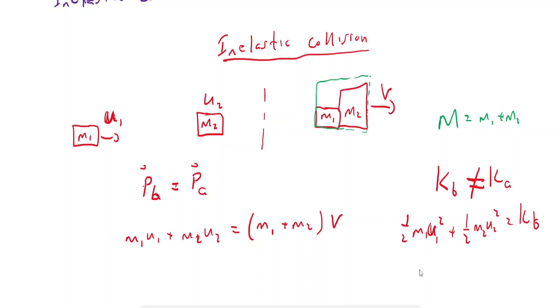The kinetic energy after the collision is going to be half of M, the capital letter M, which is going to be M1 plus M2, multiplied by V squared. And when you compare the two, the kinetic energy before and the kinetic energy after, they are not going to be equal. So you have an inelastic collision. I'll get into that when I do something else. But when it's like this, it is actually known as the perfectly inelastic collision. That's basically the case that you're going to have here.